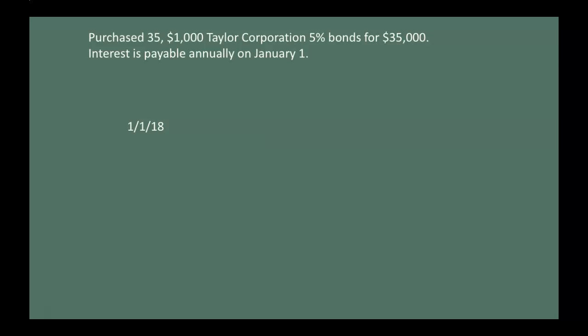So we're buying 35 bonds. Each bond has a face value of $1,000, and there's a 5% interest rate on these bonds, and we paid a total of $35,000. So whenever we record debt investments, the purchase of bonds, we're always going to record it at cost. So your journal entry here is going to include a debit to debt investments to show that we have more debt investments, and a credit to cash for the cost of $35,000. So that's the framework of your journal entry whenever you are purchasing debt investments.